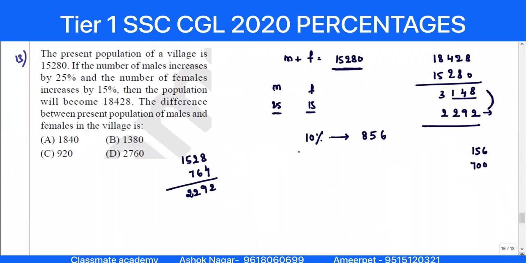So how many males are there? Males are 10% is 856, which means how many males? 8560 males are there. Okay. Now what is he asking you? He's asking you the difference between the present population of male and female. See here, male and female is this much, right? So can you tell me what is 2 male?